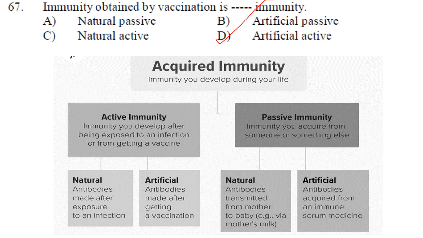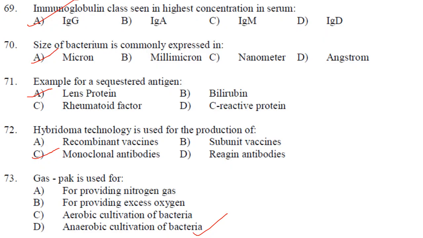So in question 67 they have asked, immunity obtained by vaccination is artificial active. It is active immunity and also it is artificial. So answer is option D. Then next one. Immunoglobulin class seen in highest concentration in the serum is IgG. Answer is option A. Size of bacterium is commonly expressed in microns.